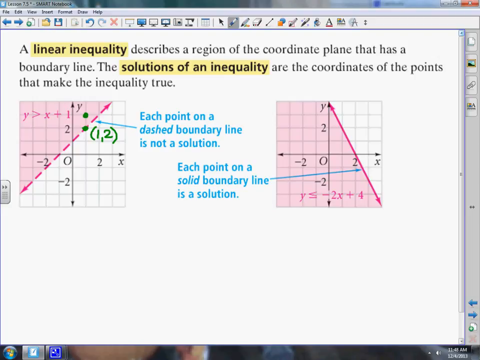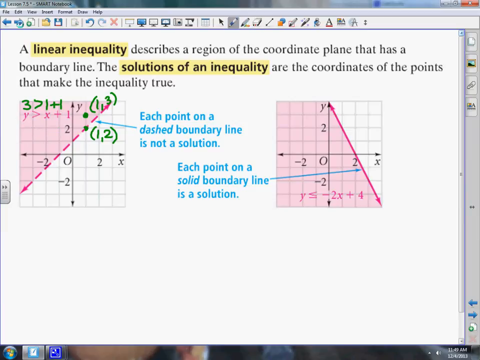So this point, 1, 3, would be a solution. And you can check that by just putting it in. Is 3 greater than 1 plus 1? Yes, 3 is greater than 2. But if I did 1 and 2, is 2 greater than 1 plus 1? No, 2 is not greater than 1 plus 1.